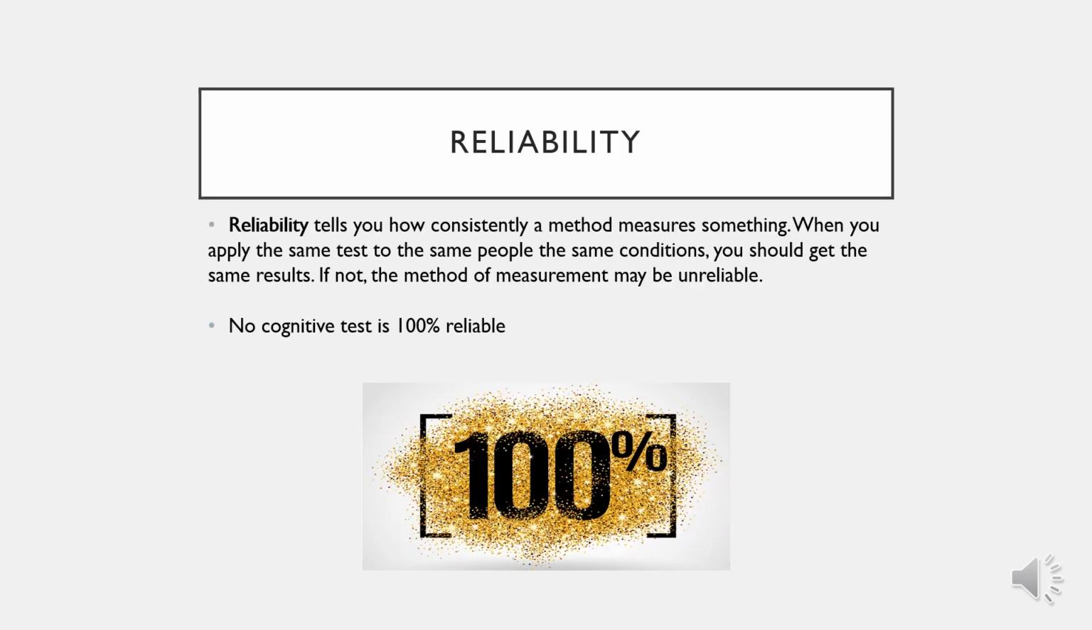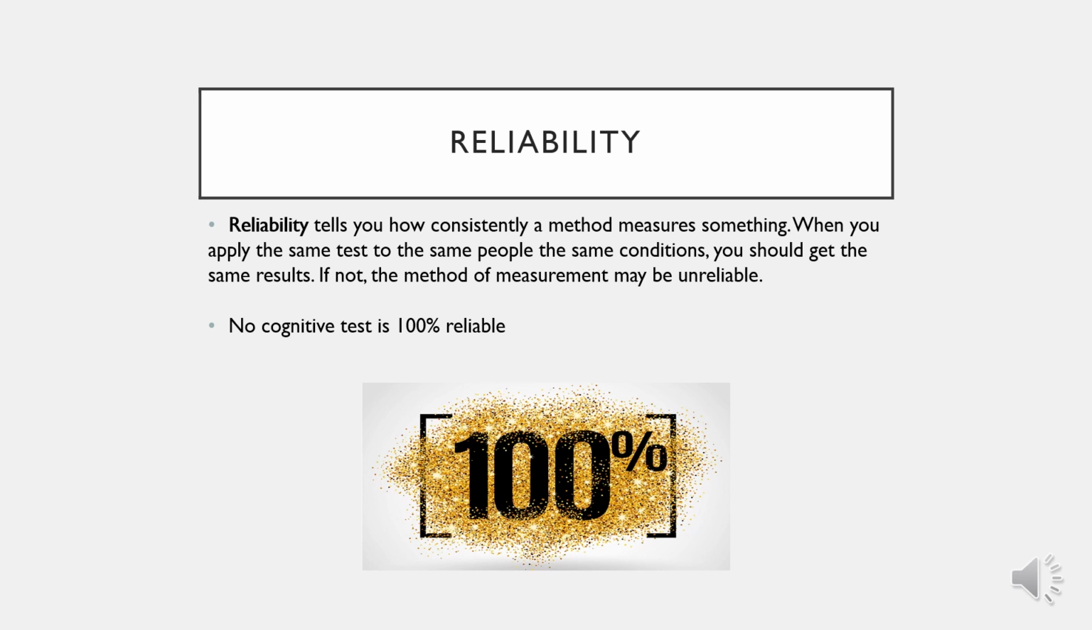In addition to being standardized, tests of cognitive function also need to be reliable and valid. Reliability tells you how consistently a test is measuring something. If you apply the same test to the same people under the same conditions, you should get the same results if a test is reliable. If you don't get the same results, the test may be unreliable.